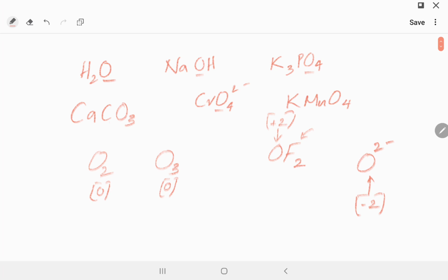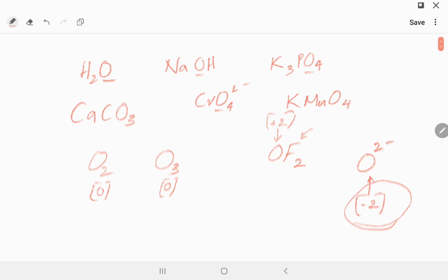Okay, why? Because fluorine is the only atom in the whole periodic table that has a higher electronegativity value than oxygen. So this is the only time oxygen will have a plus oxidation number, because every other atom has a lower electronegativity than oxygen. So the oxidation number of oxygen will be negative. In fact, it will usually be -2.